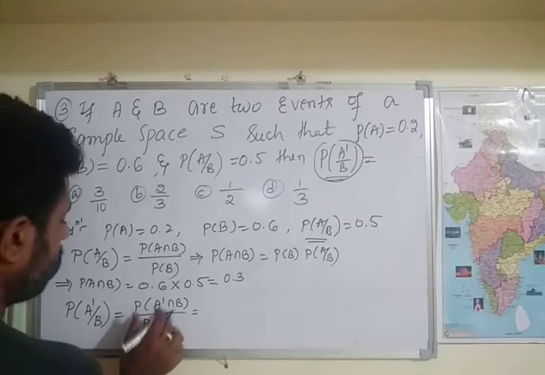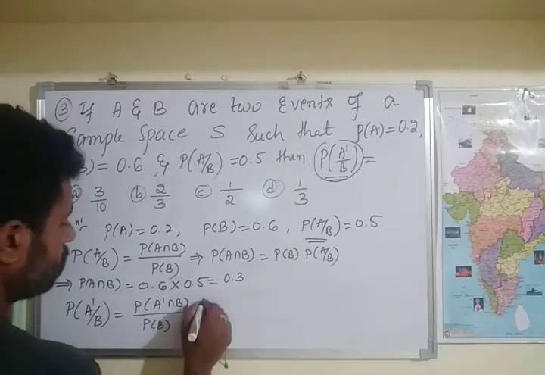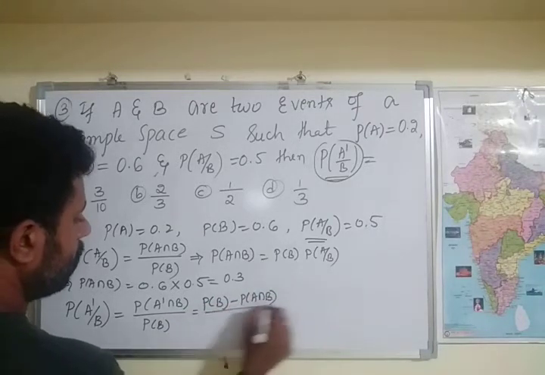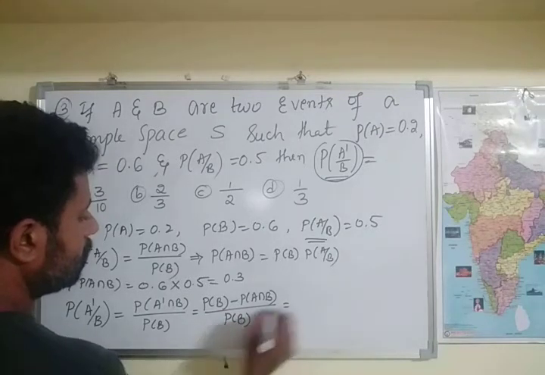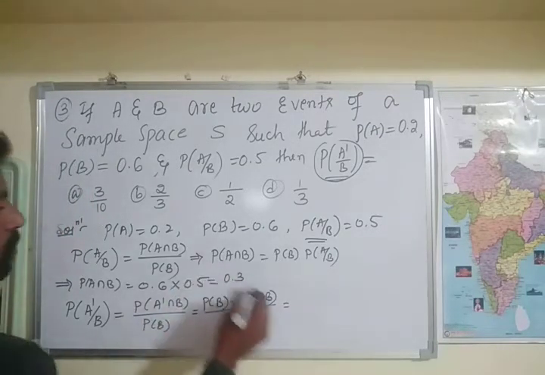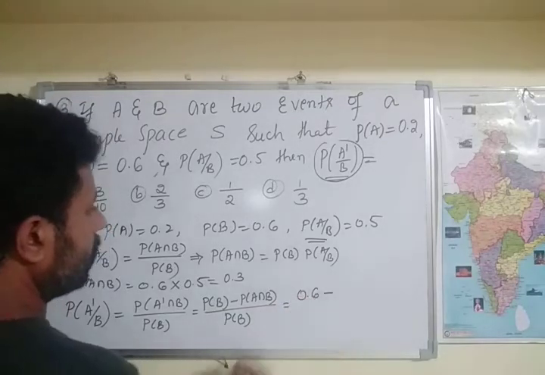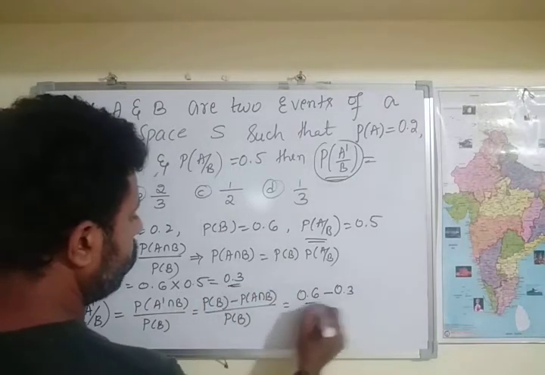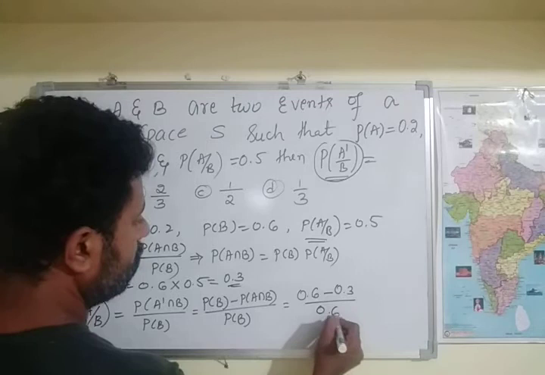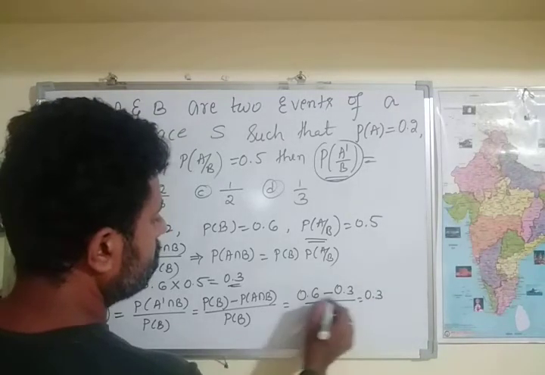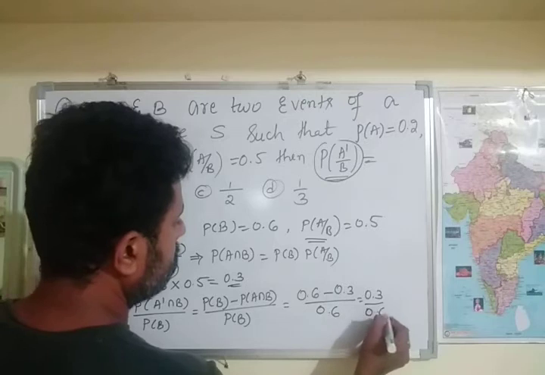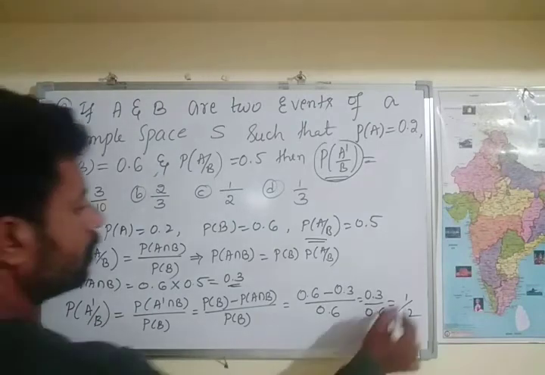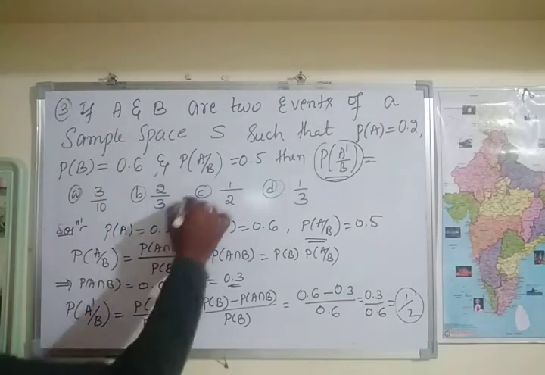P of A dash intersection B can also be written as P of B minus P of A intersection B, divided by P of B. This is equal to 0.6 minus 0.3, whole divided by 0.6, which is 0.3 divided by 0.6. Here we get 3 ones are 3, 3 twos are 6, so 1 by 2. 1 by 2 is the required solution. Option C is correct.